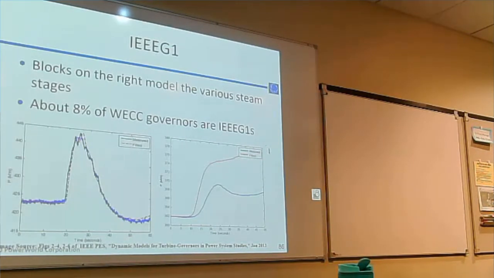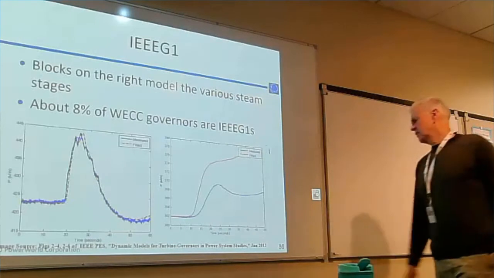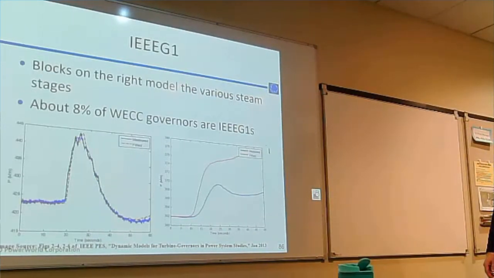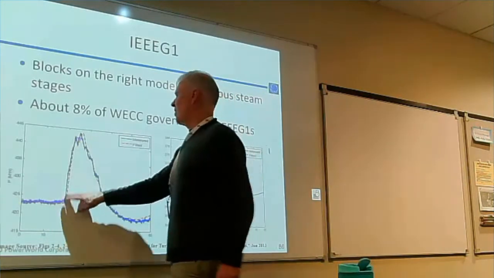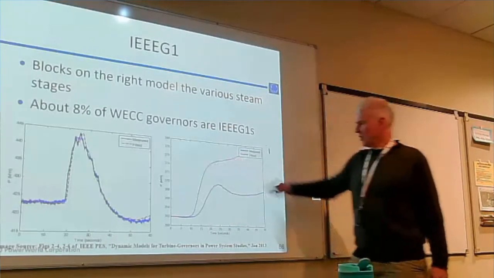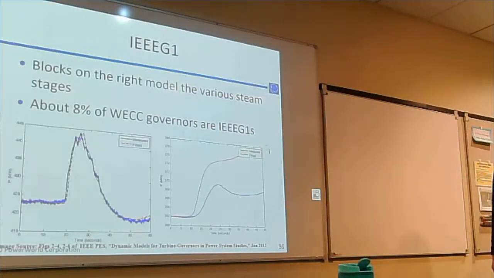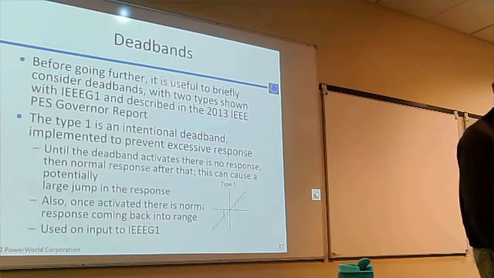Those are figures I got out of the paper, Dynamic Model of Turbine Governors of Power System Studies, January 2013. The gist is that sometimes these models fit the behavior of the generator quite well, and sometimes they don't fit the behavior well at all. So here's a unit where this model, the IEEE G1, matches well, and here's a unit where it did not match well. About 8% of the WECC governors are IEEE G1s.